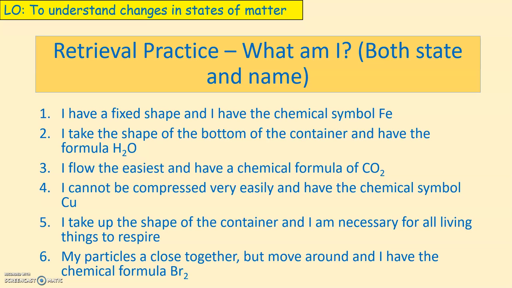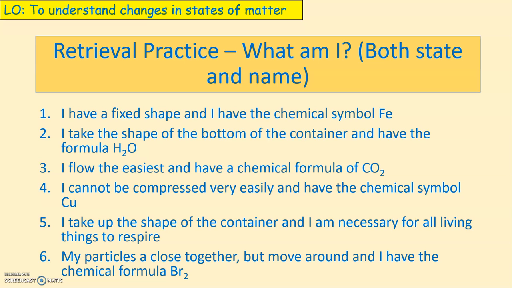Now, the second part of the question is saying I have the chemical symbol Fe. In your planner, you have your periodic table. If you look at it, you would realize that Fe stands for iron, I-R-O-N, okay? So it's solid and the chemical symbol represents iron, all right? Good.